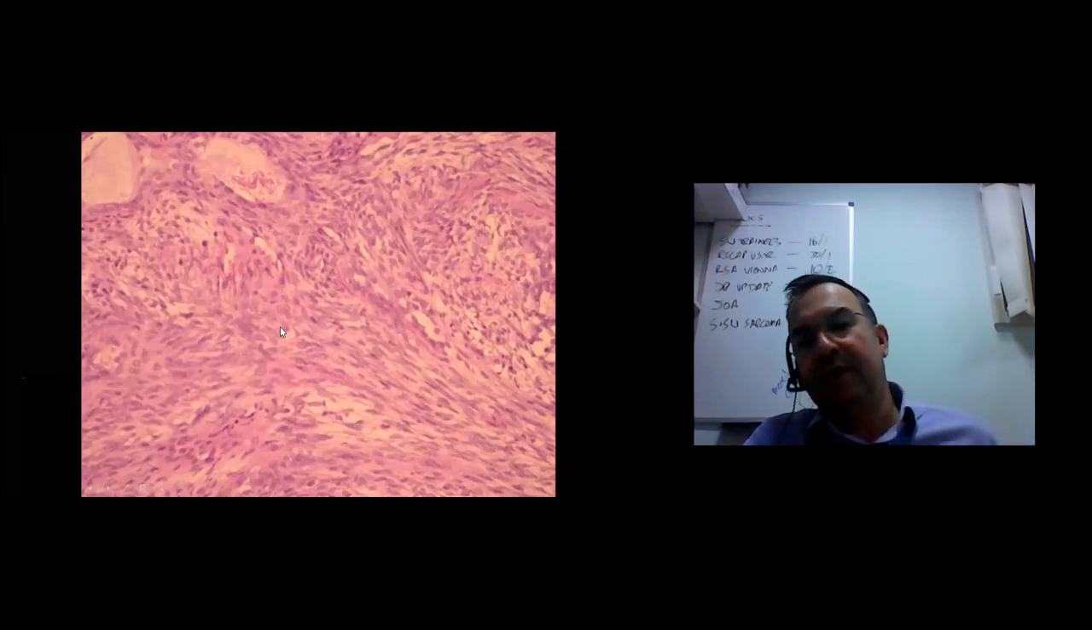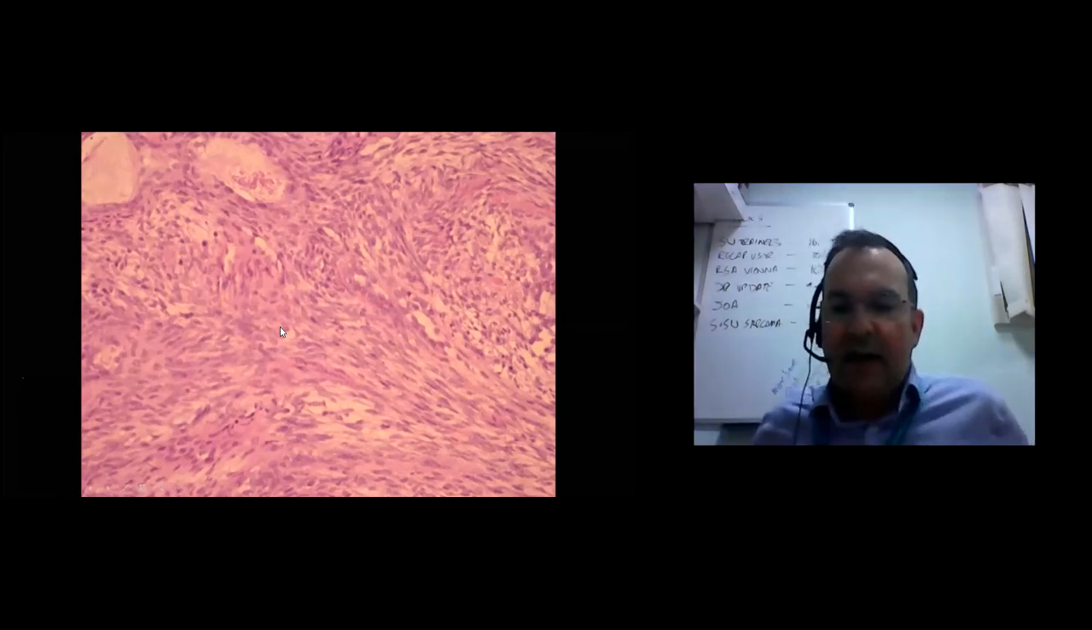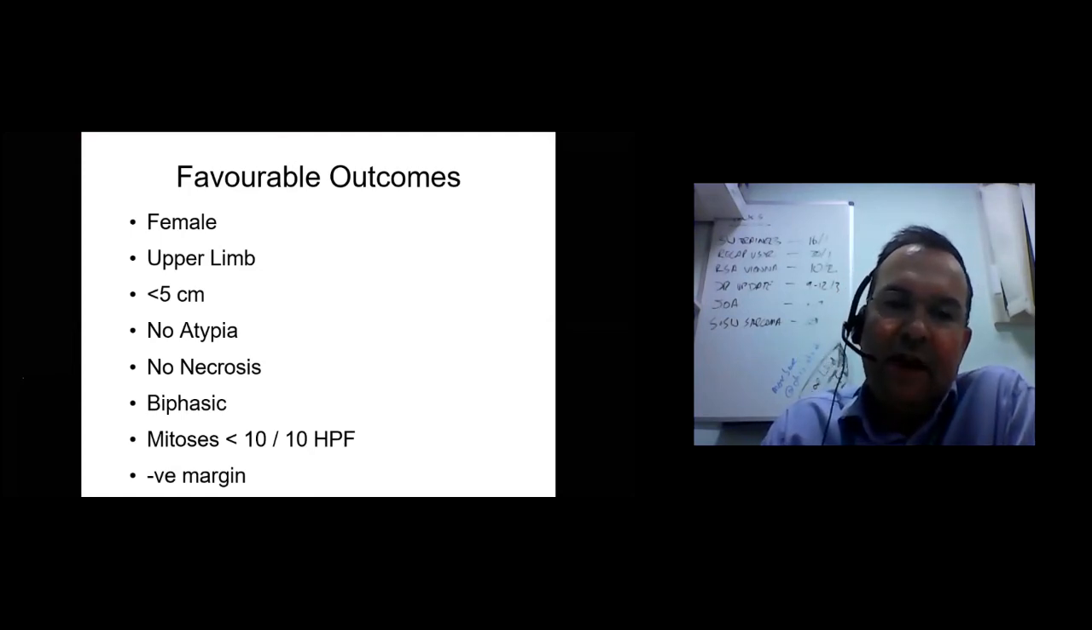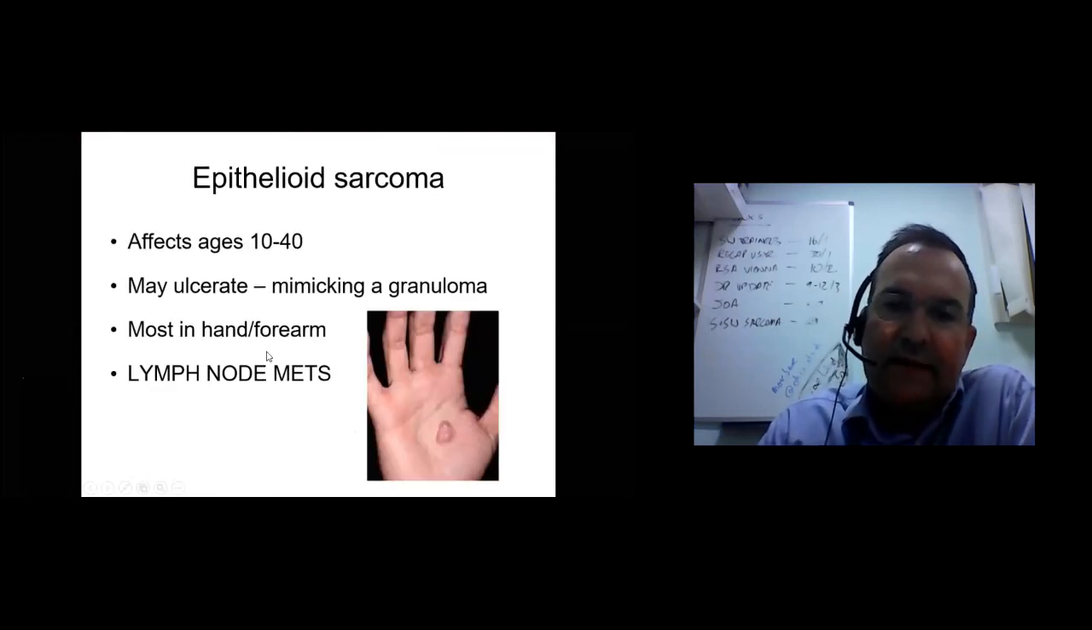And here's the histology of it. It's a very aggressive tumor, lots of dedifferentiation here, nuclear pleomorphism and cellular activity. Favorable outcomes: female, they do slightly better in the upper limb. As we've said throughout the talk, less than 5 centimeters with less mitoses per high power field, and they do a little bit better. Just a couple more to go.